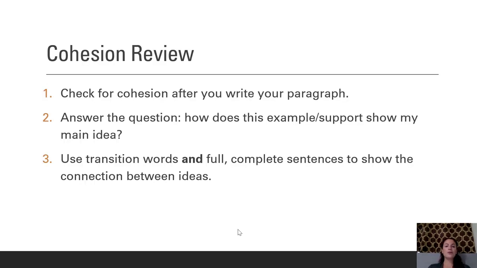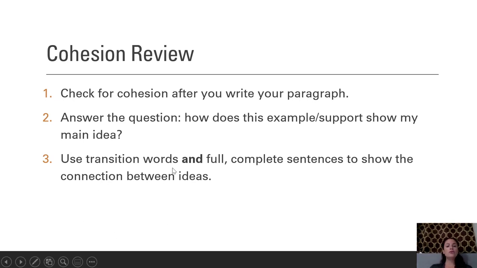All right, so cohesion review. Again, check for cohesion after you write your paragraph. You're going to put your ideas on paper and then go back and check. You always want to answer this question. How does this example support or show my main idea? So I gave this great example, but now I need to explain how it connects back to my topic sentence. You always need to explain that.